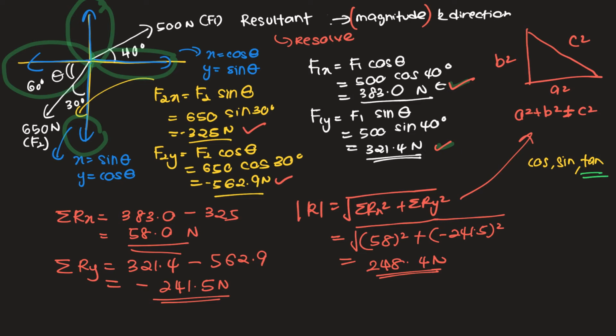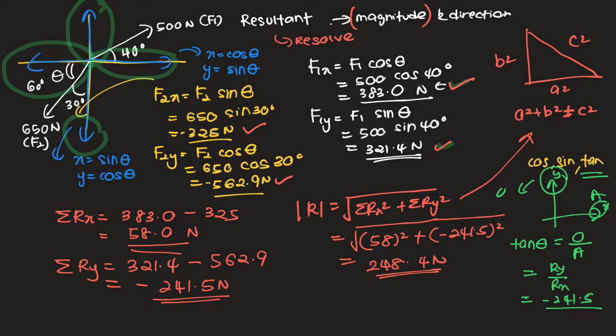Okay, so that means here you already have y, you already have x, so you can use tangent, which is opposite over adjacent. Your opposite is y, and this is your adjacent. Definitely you are going to get the angle. So opposite is y, which means y over x, ry over rx. So here you are going to get negative 241.5 over 58.